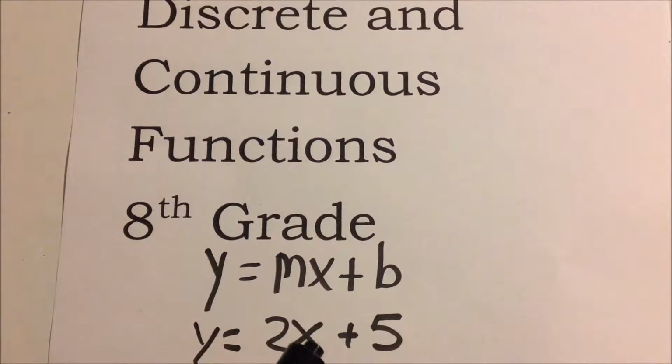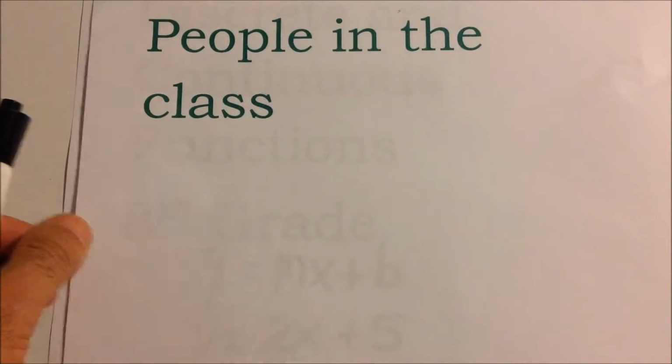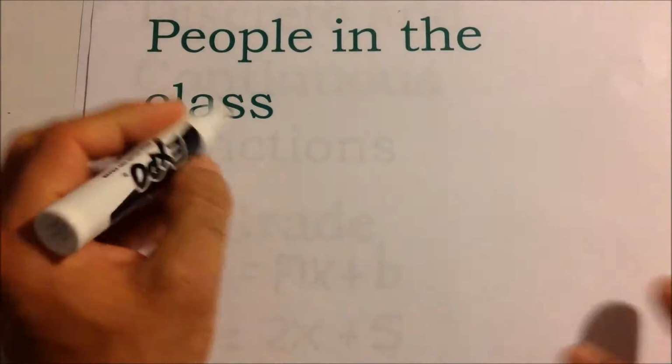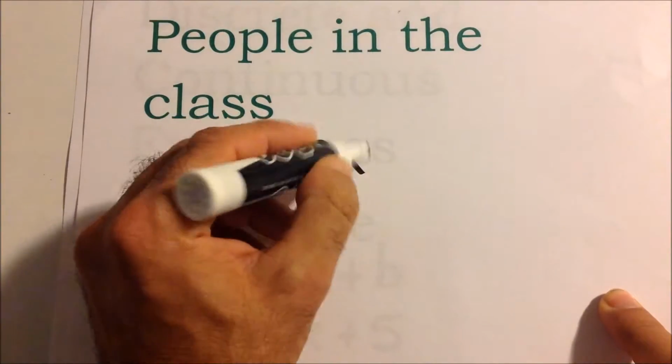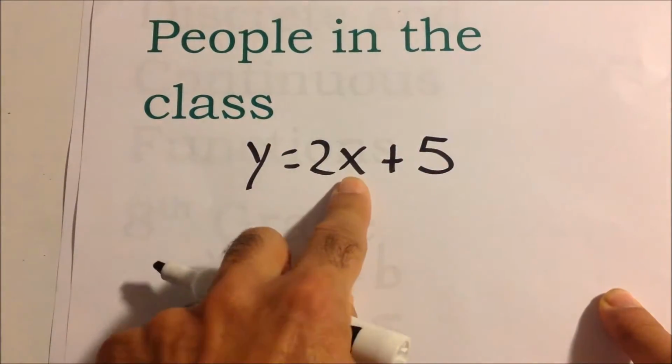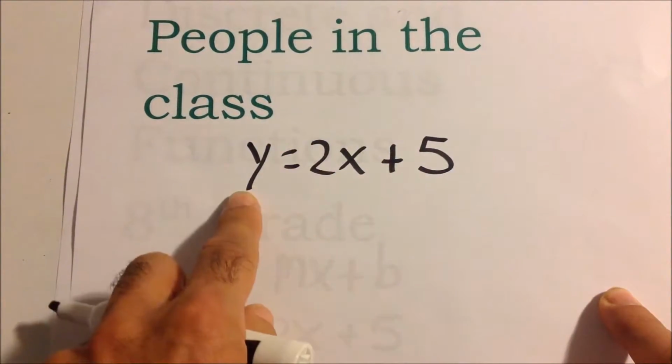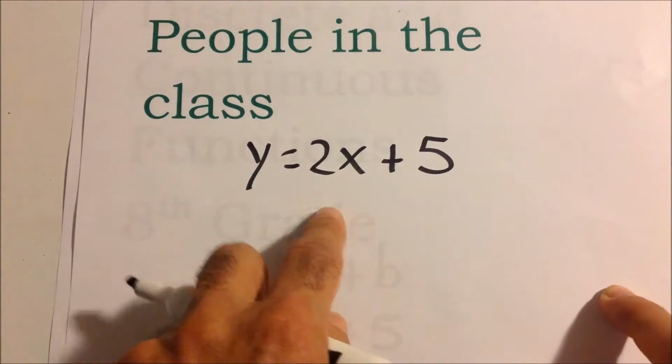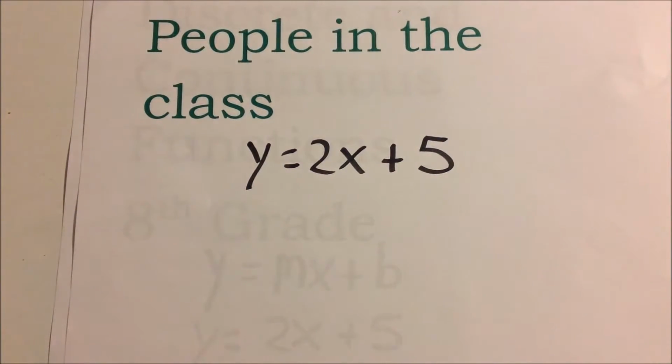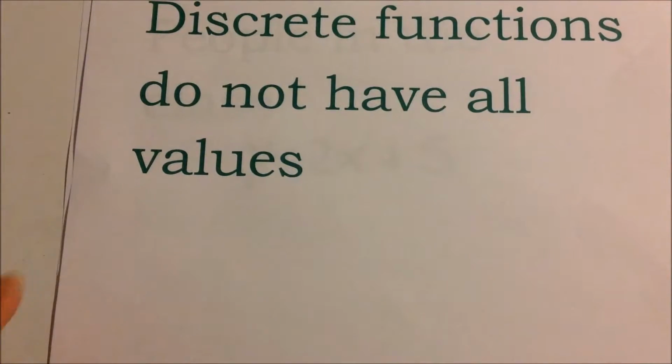So now if we're making x to be people in the class, then it's not continuous anymore, because you can't have 1.5 people or 2.5 people. So let's put it again here. Let's say we had y equals 2x plus 5. If we're making x people in the class and y will be points, then x is discrete. It can't be all the values. So discrete functions do not have all values.